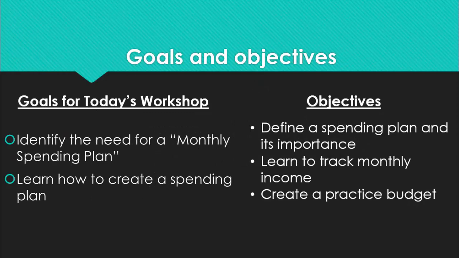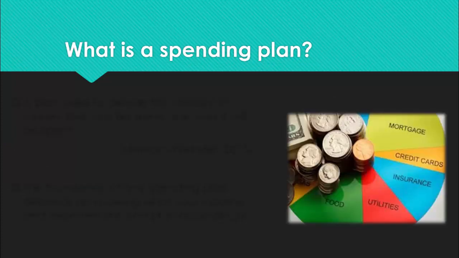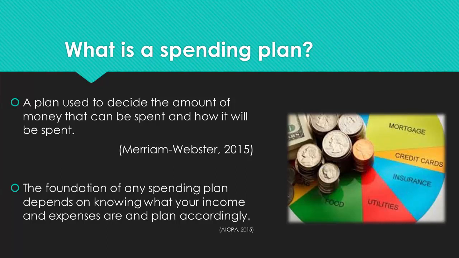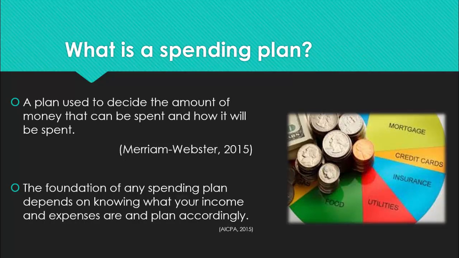Alright, so let's get started. In this presentation, we will define what a spending plan is, along with how to create one. So, what is a spending plan? Well, a spending plan is a plan used to help one decide how much money is being spent and how it's being spent. The foundation of a spending plan depends on knowing what your income and expenses are. So we have to know these things. We have to know how much we're making a month and how much our expenses are.